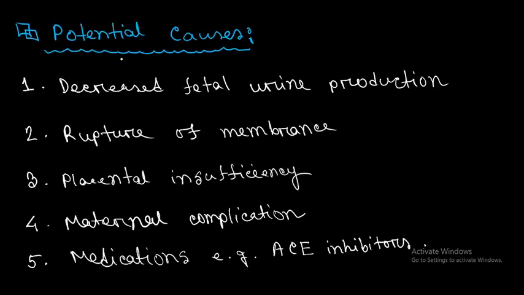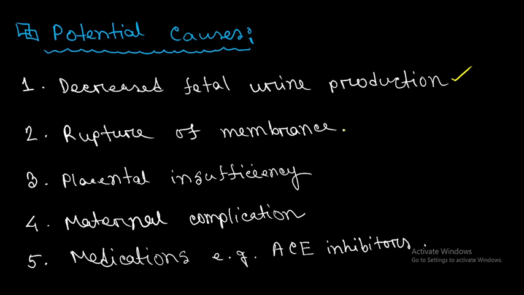What are the potential causes of oligohydramnios? They include decreased fetal urine production. The kidneys of the fetus produce urine, which makes up a significant portion of amniotic fluid. Reduced urine production can occur due to fetal abnormalities affecting kidney functions.